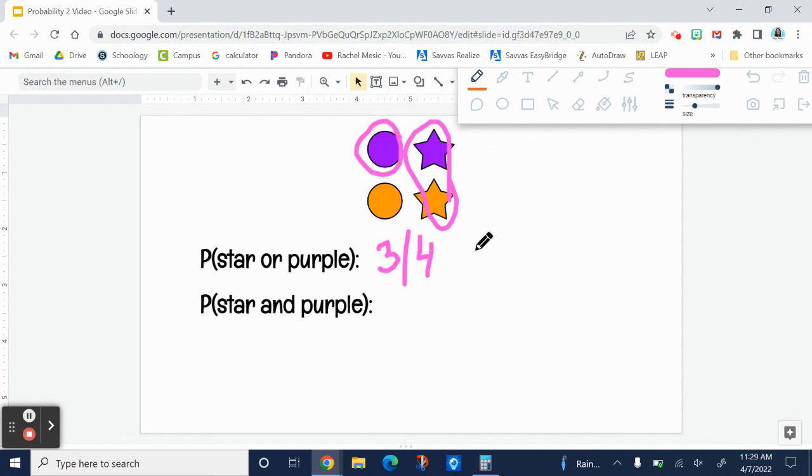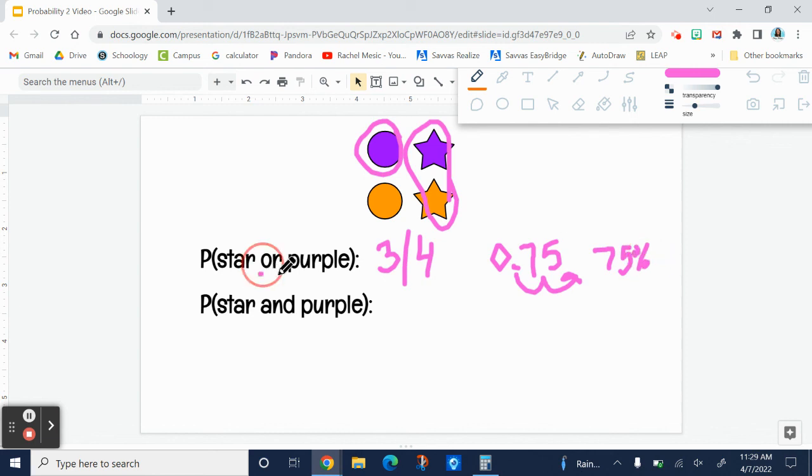We could turn that into a percent by doing 3 divided by 4. The decimal is 0.75. And when you move the decimal 2 times, that makes 75%. So that would be likely.